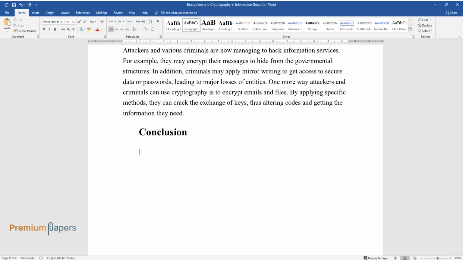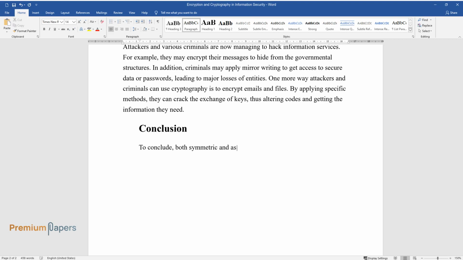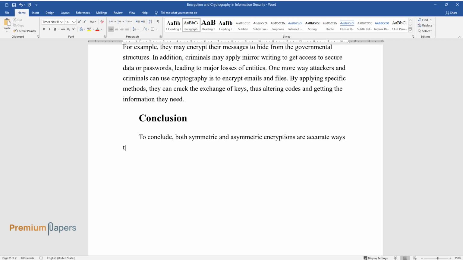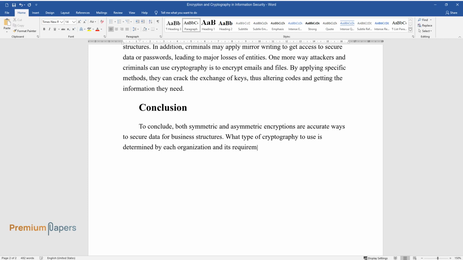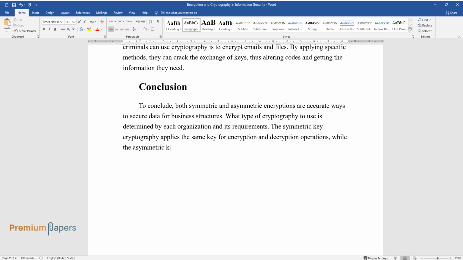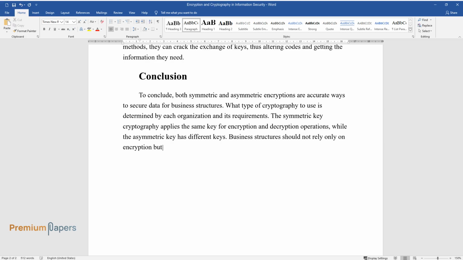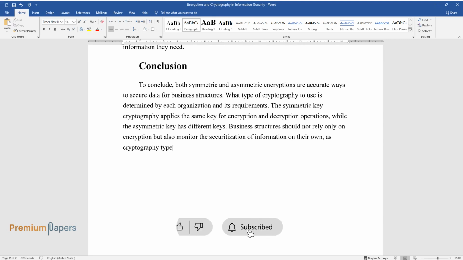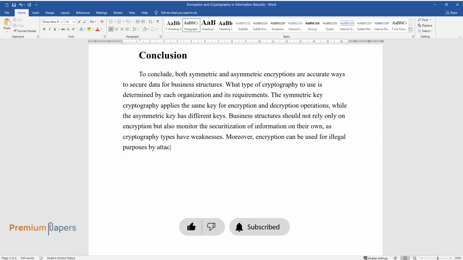Conclusion. To conclude, both symmetric and asymmetric encryptions are accurate ways to secure data for business structures. What type of cryptography to use is determined by each organization and its requirements. The symmetric key cryptography applies the same key for encryption and decryption operations, while the asymmetric key has different keys. Business structures should not rely only on encryption but also monitor the securitization of information on their own, as cryptography types have weaknesses. Moreover, encryption can be used for illegal purposes by attackers and criminals.